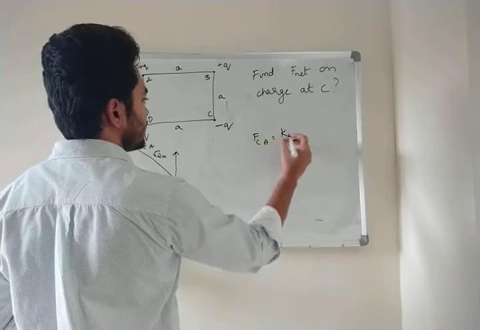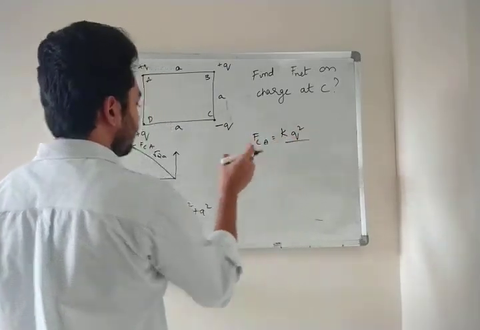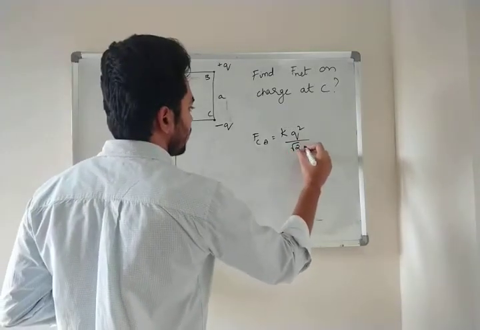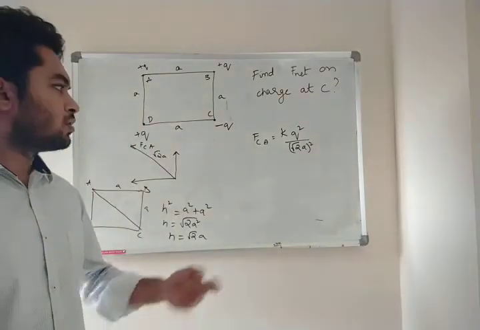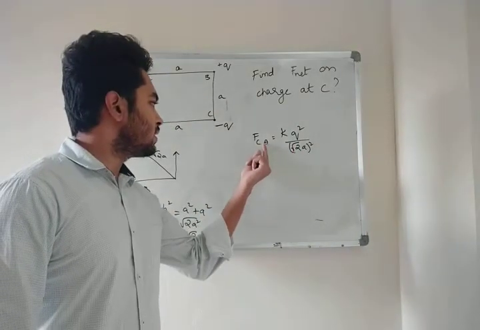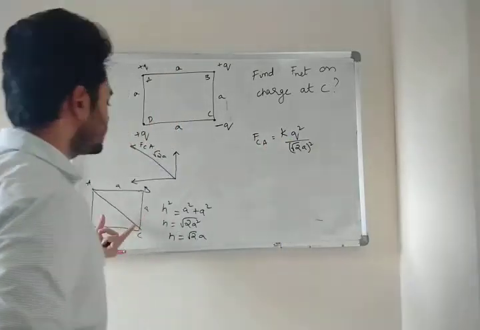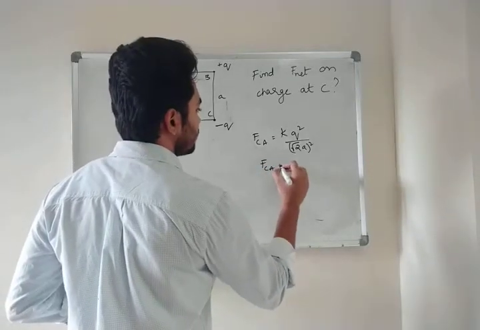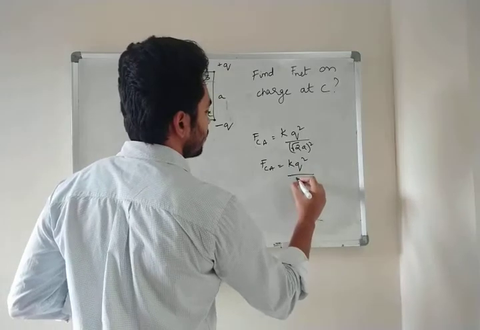FCA is K, both are Q, K Q square by. Now what is the distance we got? Root 2A whole square. Understanding? So here it is root 2A whole square. Why? Because it is a hypotenuse and it is a diagonal. So FCA is equal to K Q square by 2A square.